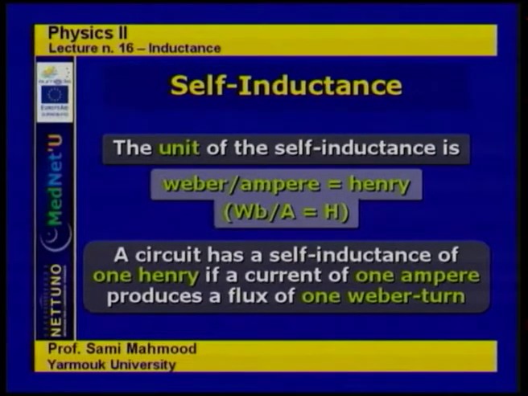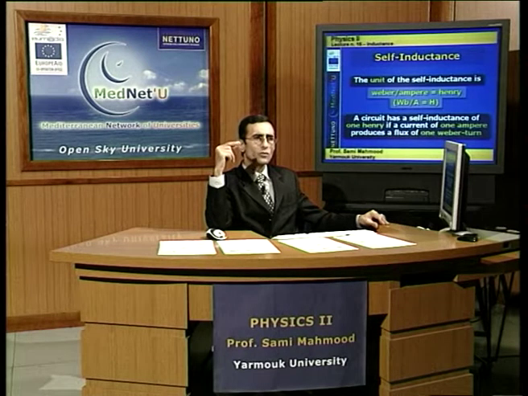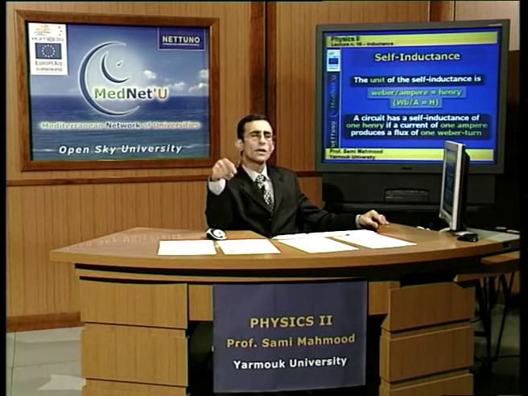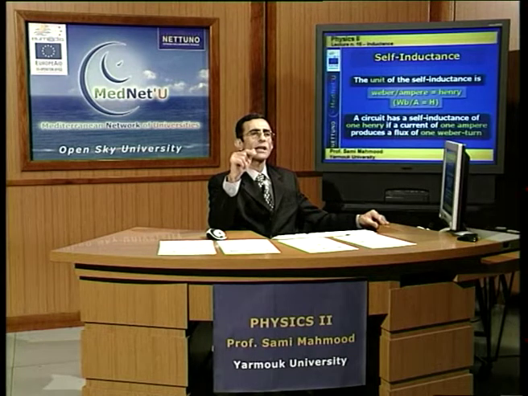A circuit has a self-inductance equal to 1 Henry if a current of 1 ampere produces a flux of 1 Weber turn in that circuit. We use Weber turn because we always have to take into consideration the number of turns, or loops, in the circuit that we are considering.